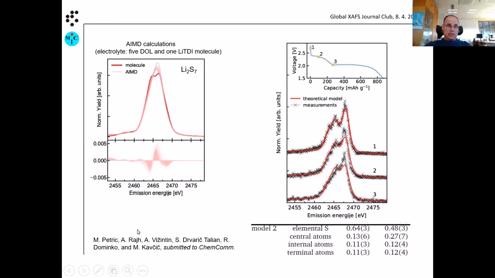And with this, I would like to finish here. It has not been published yet. I hope it can be published soon, but for more details, you can look here. So this was the last example from this laboratory work I have shown.